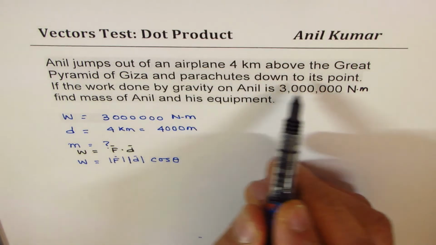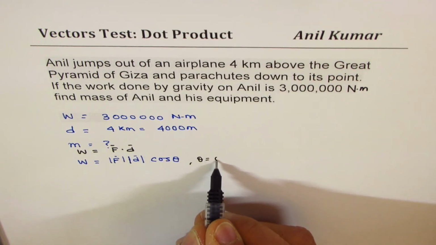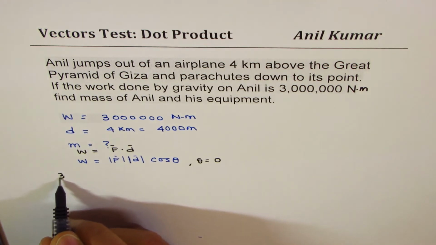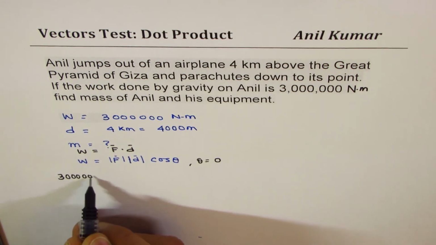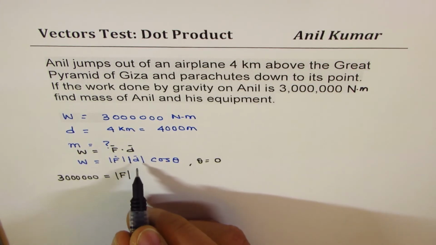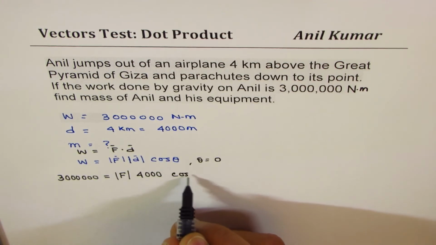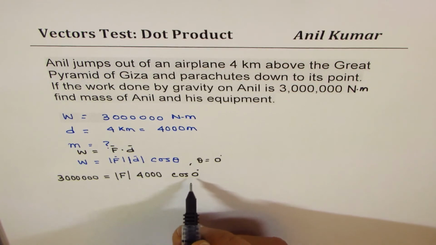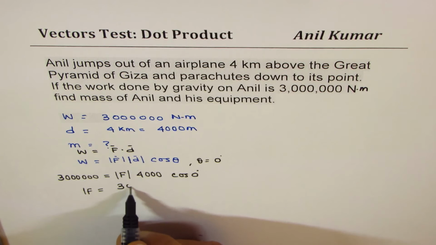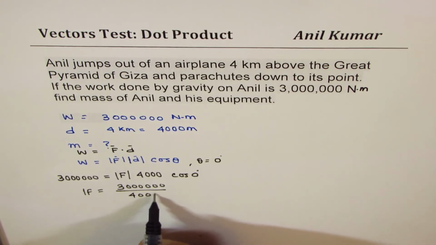Now since the position of Anil is directly above the pyramid, theta for us is equal to 0. So let's substitute these values. For work done, it is 3 million, so 3 and 6 zeros, equals force we need to find, times distance, which is 4,000, times cos of 0 degrees, which is 1. So we can write that force is equal to 3 million divided by 4,000.